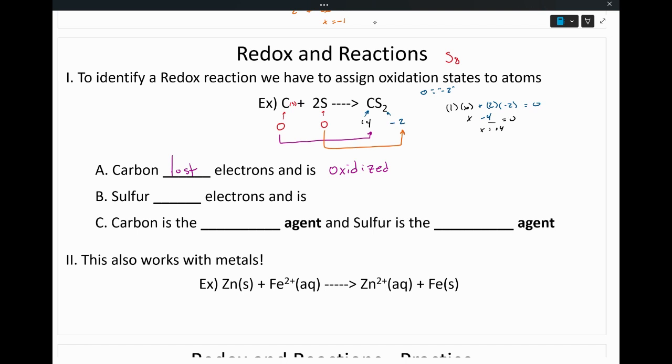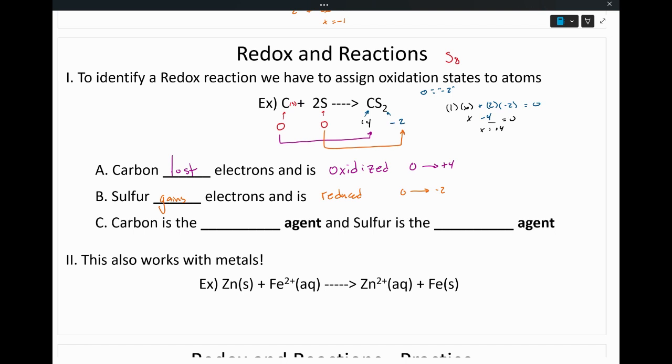Sulfur, on the flip side, has gone from 0 to -2. It has become more negative, and that's a reduction in charge, meaning that it has gained electrons. And we would say reduction is gain, so it is reduced. Because here we went from 0 to +4, and here we went from 0 to -2. Okay?